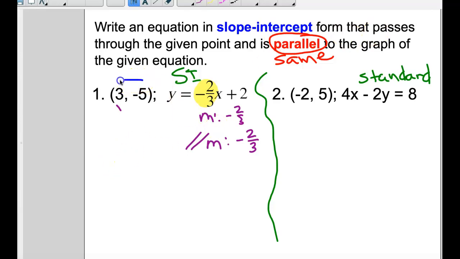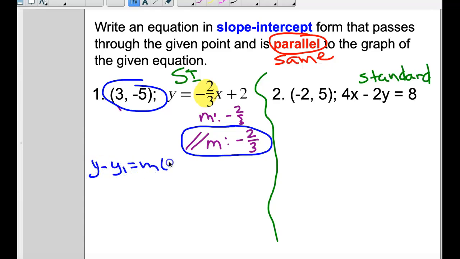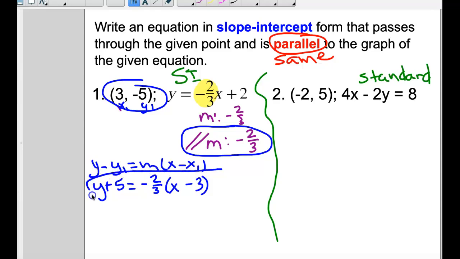And then because I know a point and I know the new parallel slope, even though the directions say slope-intercept, I'm going to start with my point-slope equation because I know I have a point and a slope, so it's easier, right? This is my x1 and this is my y1. So then I can plug them in. y minus, if my y is -5, it's going to turn that into a +5. My new slope, parallel slopes, is -2/3. x minus my x, which is 3. Then I'd have my point-slope equation.